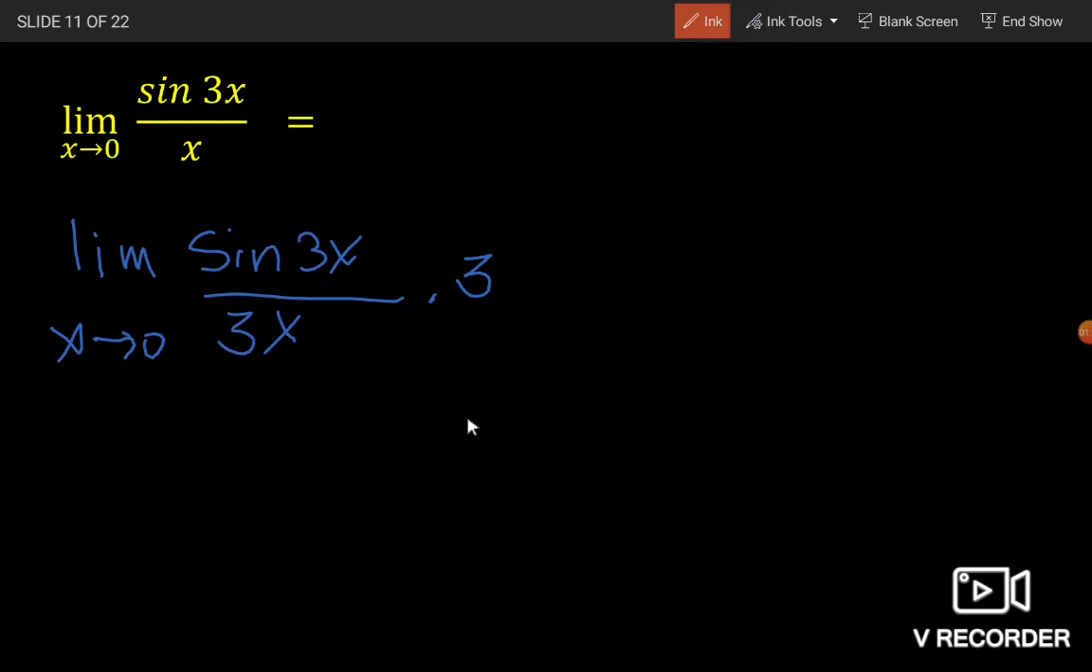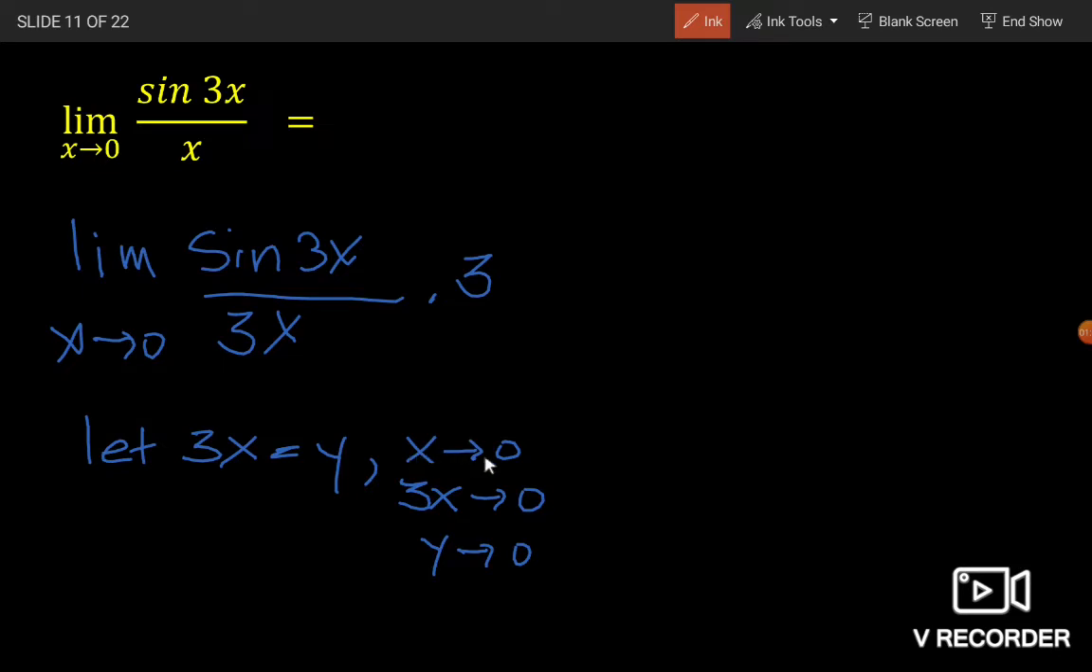Now, let 3x be equal to y. As x approaches 0, we can say that 3x approaches 0. Okay? Now, since 3x is equal to y, we can say as well that y approaches 0. If x approaches 0, 3x approaches 0, then y approaches 0.